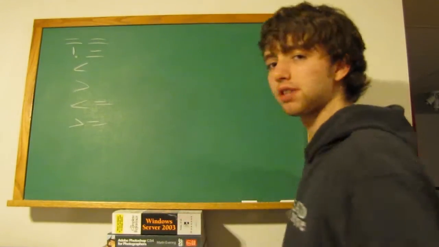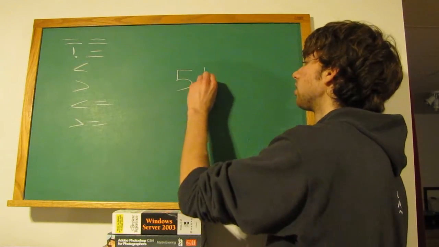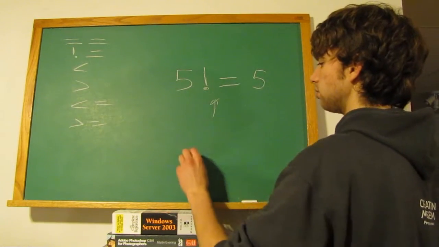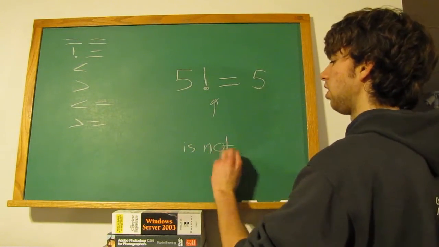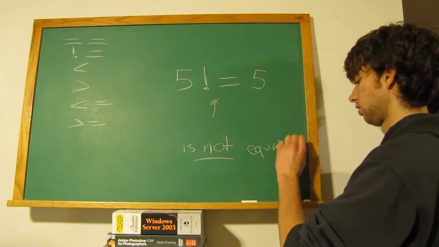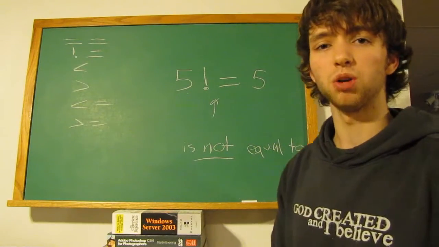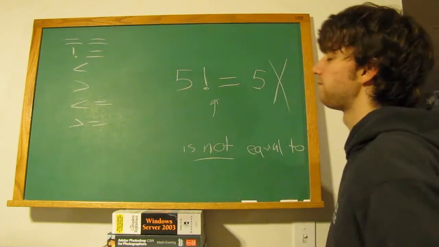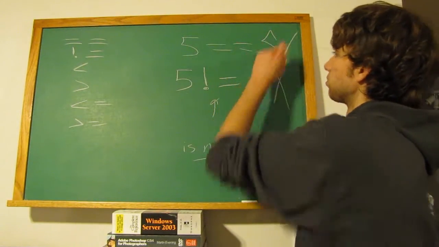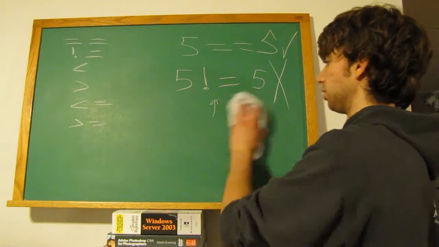Next one is pretty simple. It's actually just the opposite. So we replace one of the equal signs with an exclamation mark. To say this, it would be is not equal to. So if we wanted to read this, 5 is not equal to 5. Well, because it is equal, this is going to return false. Now, if you used 5 is equal to 5, this would return true. So basically, this is going to return the opposite of whatever is equal to returns.